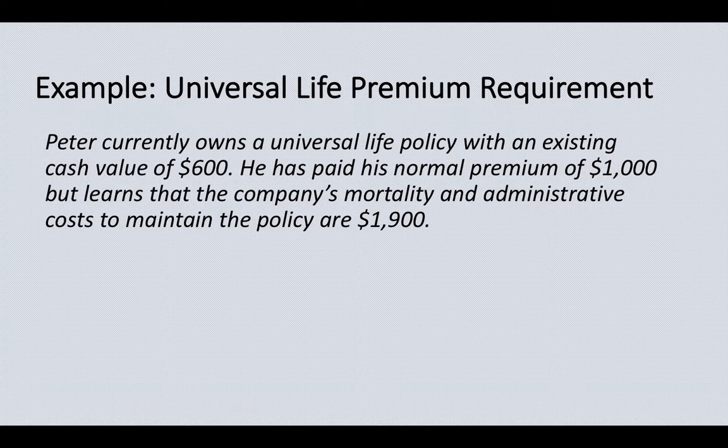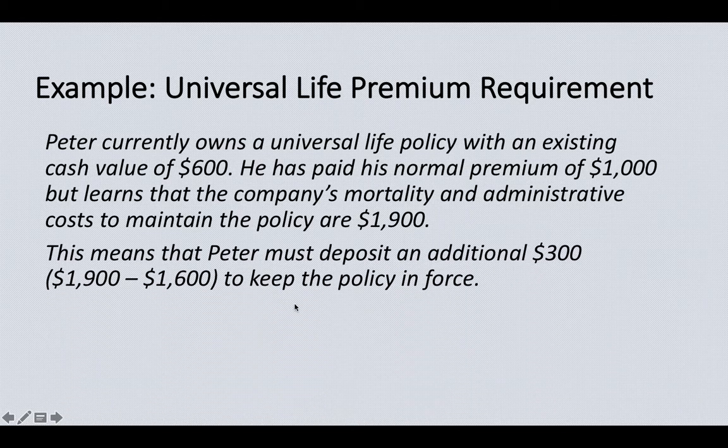Here's an example. Say Peter currently owns a universal life policy with an existing cash value. You can see the cash value is only $600. He pays a premium of $1,000. However, he learned that the mortality and admin cost to maintain the policy is $1,900. The cash value is only $600, and even with the $1,000 premium deposit it is only $1,600, so you cannot cover the mortality and admin cost. That will require you to pay an additional $300 to keep the policy in force.